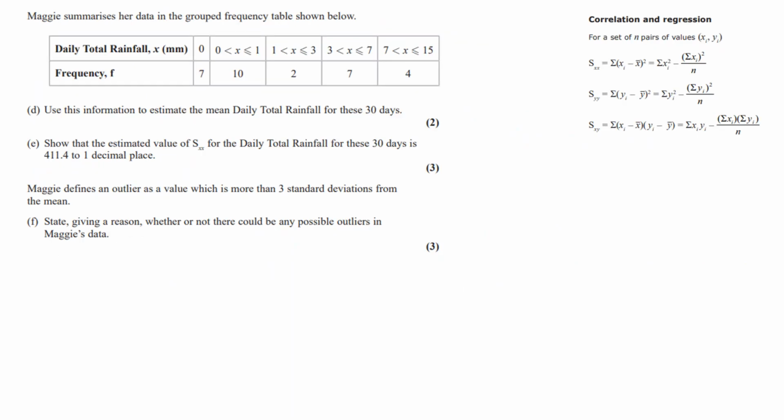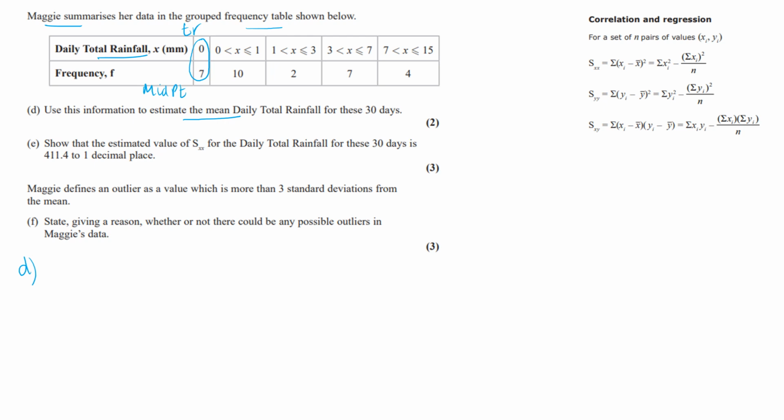For the rest of this question, we're still looking at Maggie, who has summarised the 30 days in this grouped frequency table here when she's collected the data on total rainfall. And we can see if there were any days that had trace, they would be included in this section here because there's 7 days with no rainfall and so on. So we're using this information to estimate the mean for part D. So in order to estimate the mean, we need midpoints.